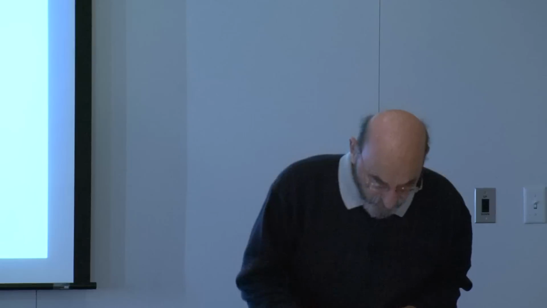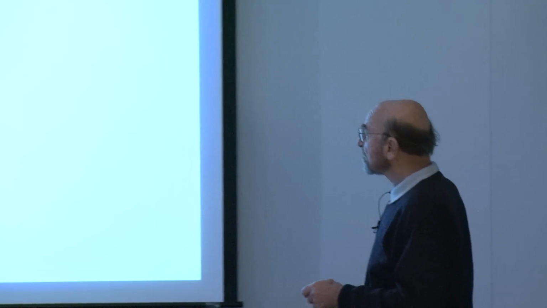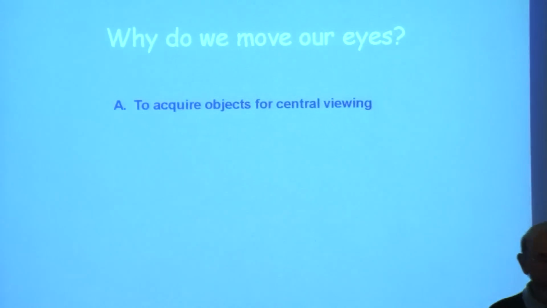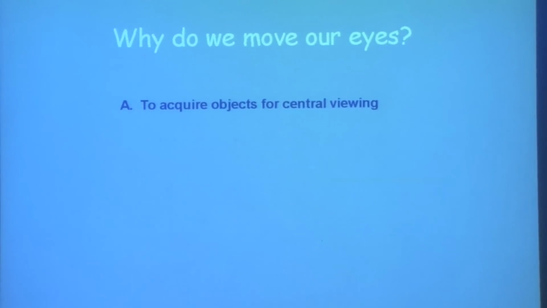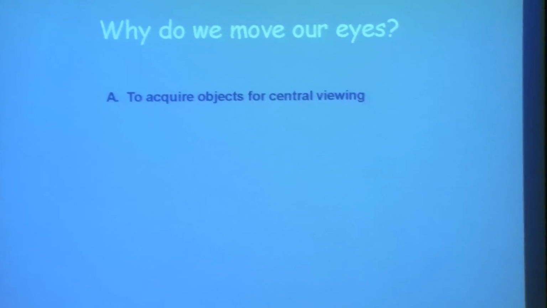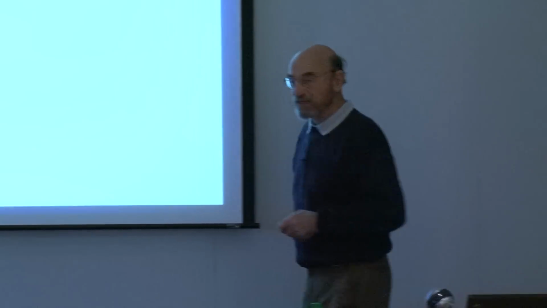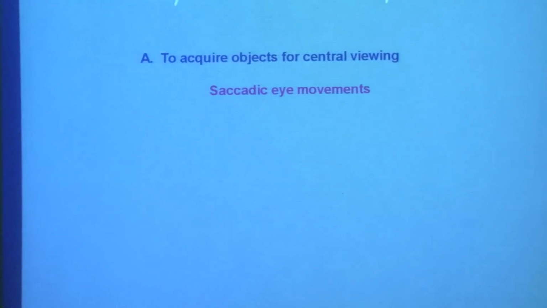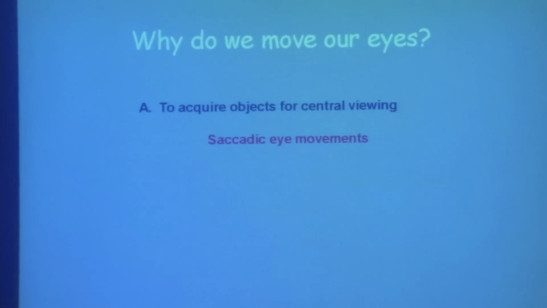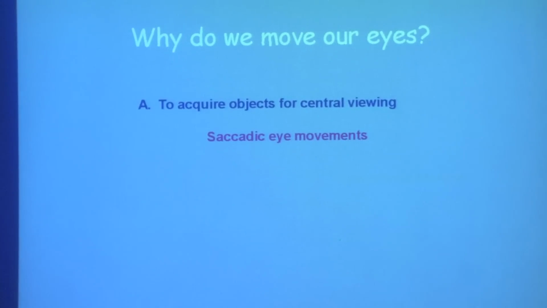And so to see fine detail, you need to move your eye to the location to be able to analyze it at a high level of acuity. So that then involves the ability to acquire objects for central viewing. All right? Because it's central viewing that allows you to have high acuity. Now, those are accomplished predominantly by saccadic eye movements, just like the ones I had mimicked at the very beginning. You make these very rapid eye movements from one location to another.